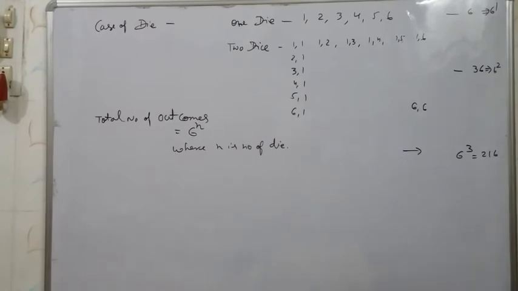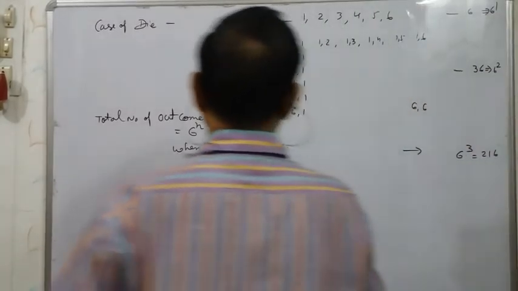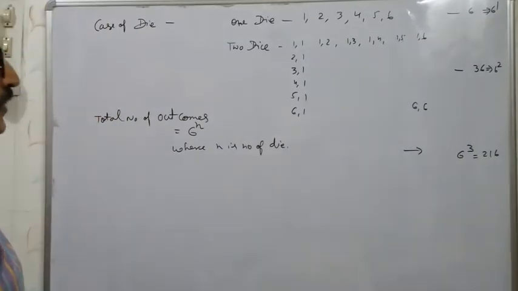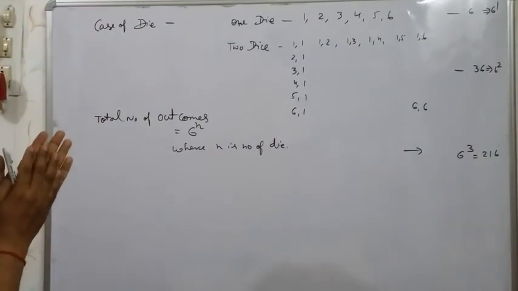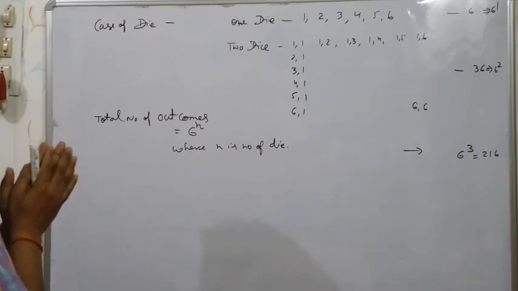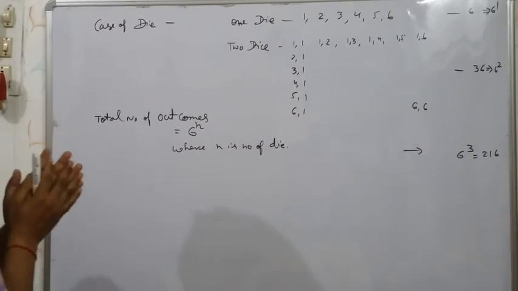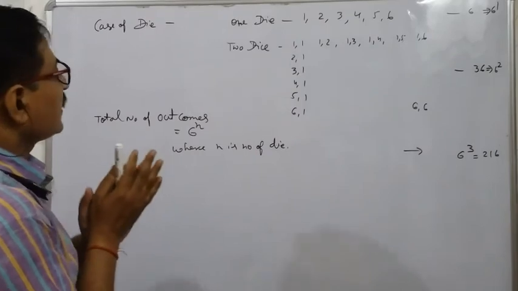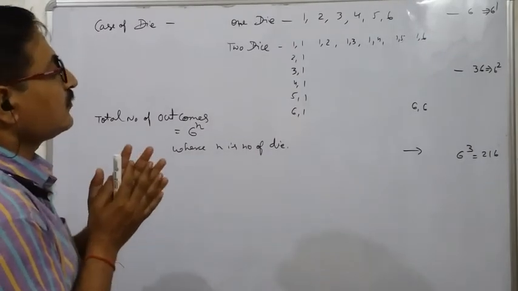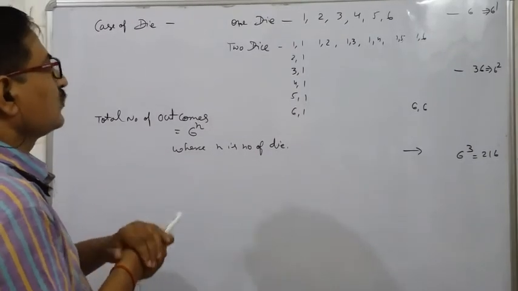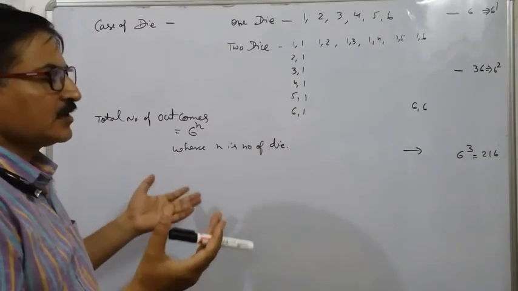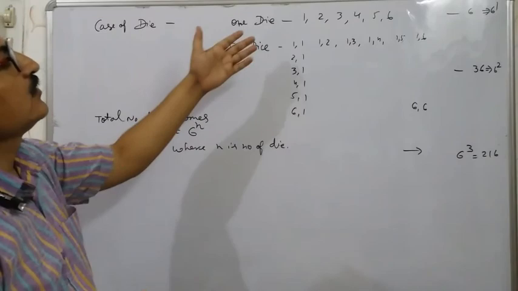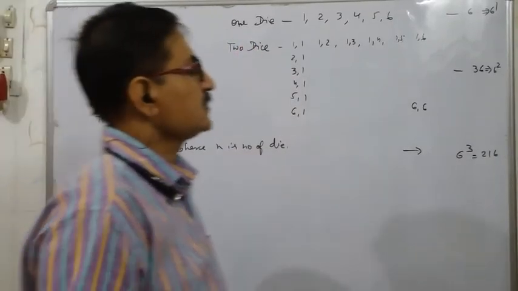Okay, students, you have seen in the case of the coin, the formula was 2 raised to power n, where n is the number of coins, and in the case of the die, the formula is 6 raised to power n, where n is the number of dice. In that way, we can find the total number of outcomes, and you see the condition whatever is given in the question. According to that, you give the answer. Okay, students. Thank you.